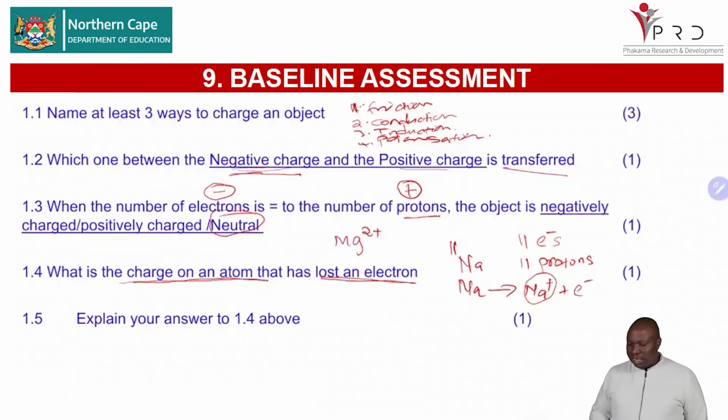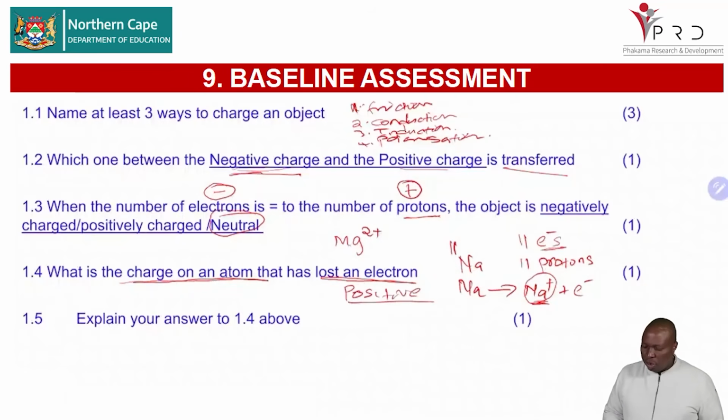Why is that like that? It is like that because we are saying the number of electrons and protons are equal. So if we lose 1 electron, for sodium, we're going to have 11 positive charges and 10 negative charges. So you can see 11 minus 10, we're remaining with positive 1. So you are able to see that when we lose 1 electron, we'll have sodium plus. So the question was, what is the charge on an atom that has lost an electron? So we're saying the charge is positive. It will have a positive charge.